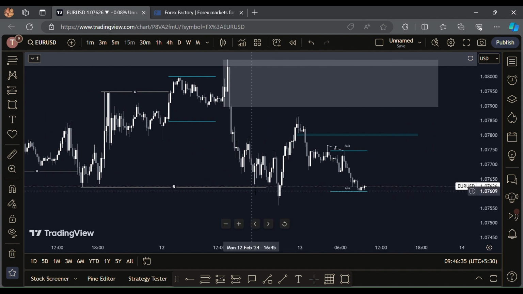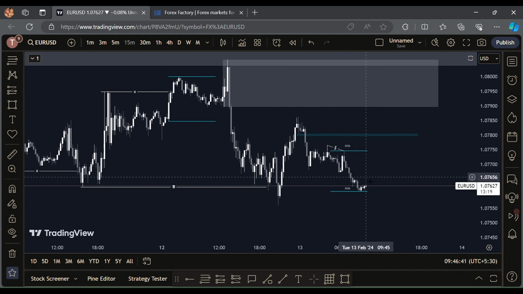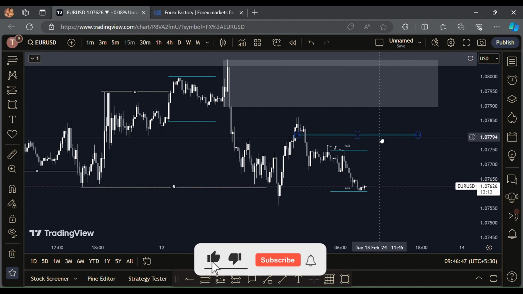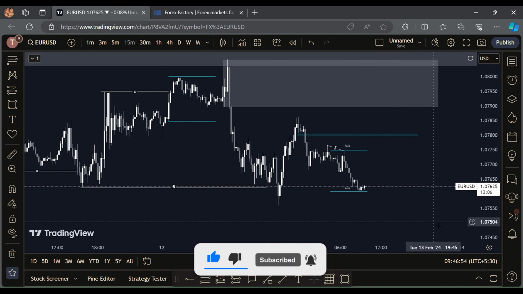So this is the 15-minute chart and this is the strong low for current market scenario. So if the price moves into the upside direction, I'll be anticipating the Asia high to be taken by the market and then I'll be waiting for the price to react from this BPR right here and then move into the downward side.